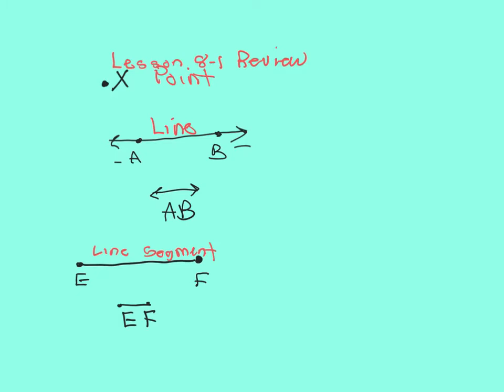Okay, then the next one is a ray. A ray has an endpoint and it keeps going in one direction. So if you put 2 rays together, 2 rays create an angle. And the endpoint where they join is called a vertex. So each of these is a ray, and the endpoint is the vertex, and these make an angle.